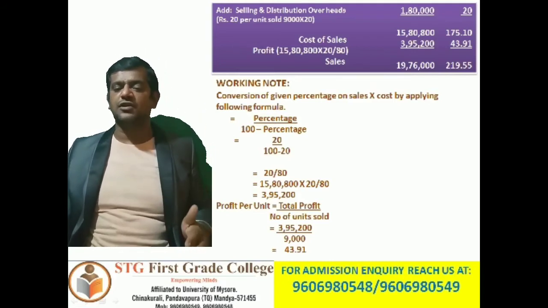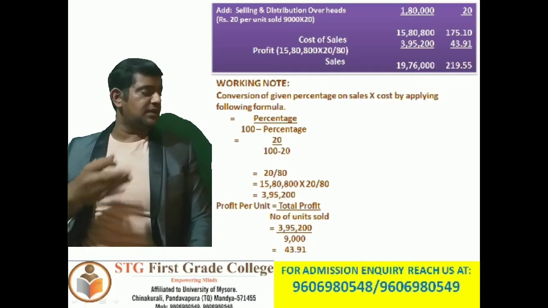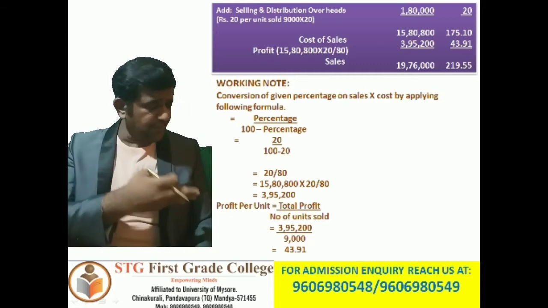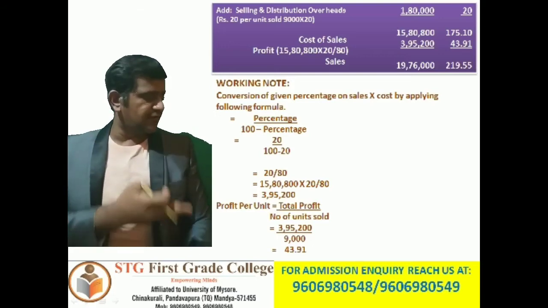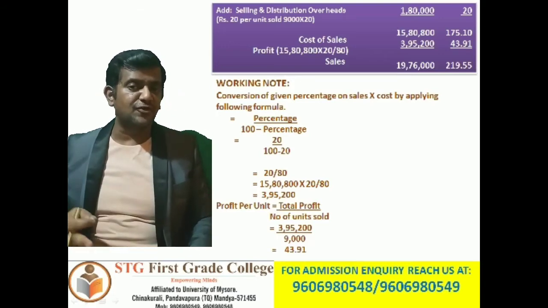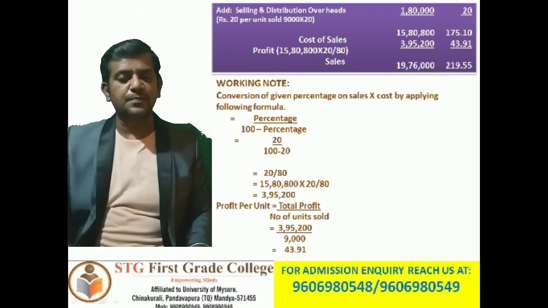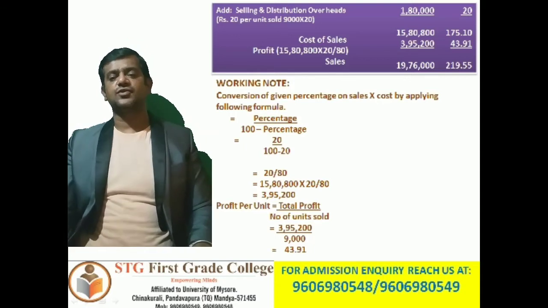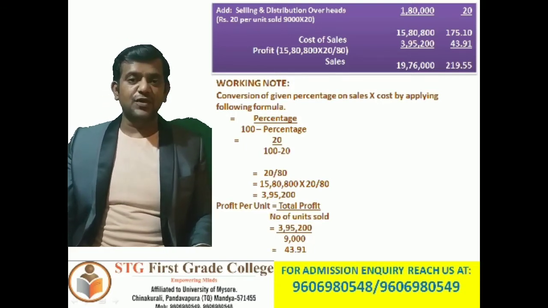If you want to identify profit per unit, as I said, 9,000 units were sold. The formula is profit per unit equals total profit divided by number of units sold. So the total profit is 3,95,200 divided by the number of units sold, 9,000. So profit per unit is 43 rupees 91 paise, that is 43.91. So we are done with the problem.